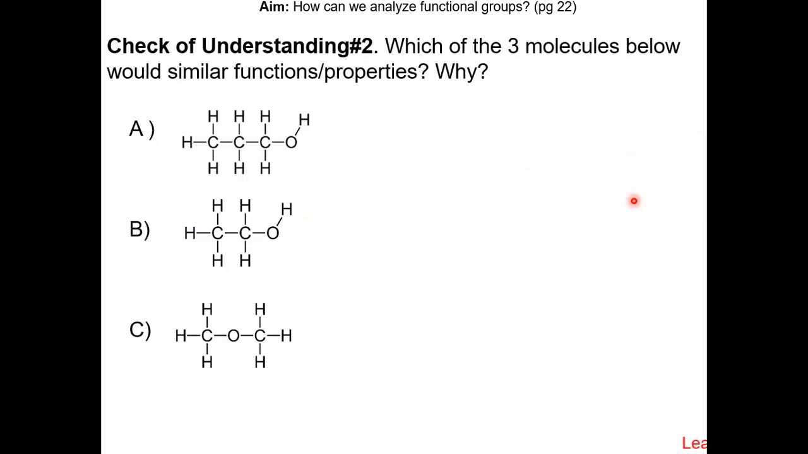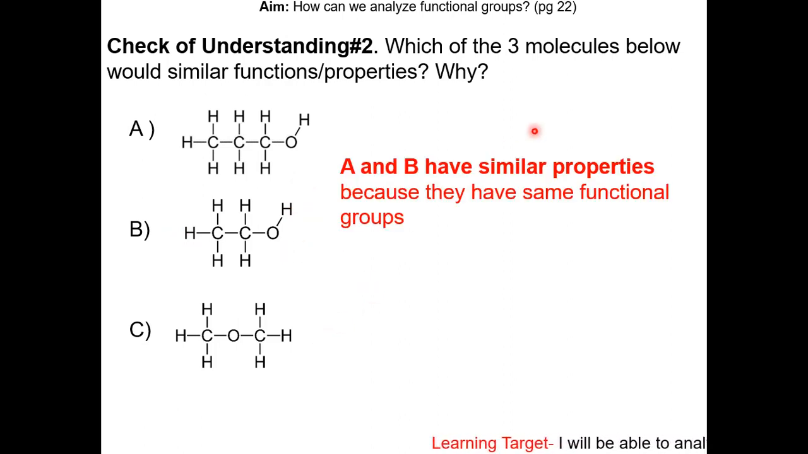Check of understanding number 2. Which of the 3 molecules below will have similar functions and properties, and why? Notice that molecule A and B have the same functional group. They are both considered alcohol, while molecule C is an ether. So molecule A and B will have similar properties because they have the same functional groups.